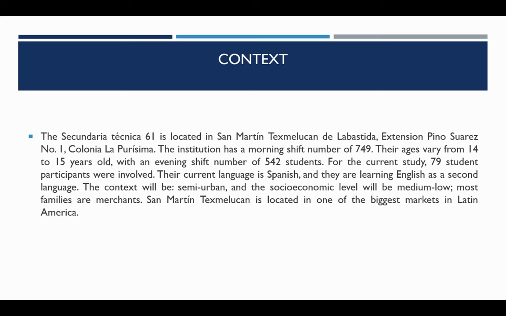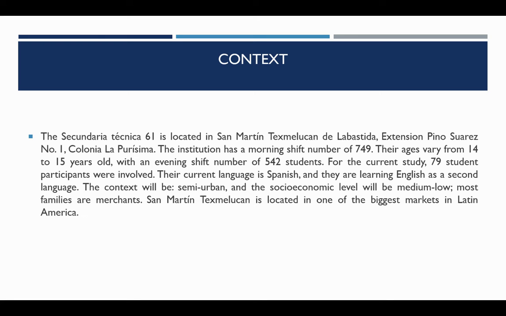Okay, I'll talk a little bit about the context. In this case, this intervention will take place in the Secundaria Técnica 61, that is located in San Martín Texmelucan de la Bastida. Yes, la colonia is named La Purísima. The institution has a morning shift, number of 749 students. Their ages vary from 14 to 15 years old, with an evening shift number of 542 students. For the current study, 79 student participants were involved.